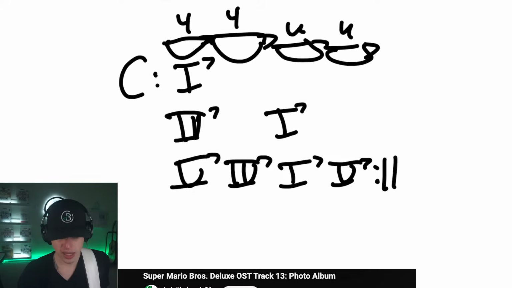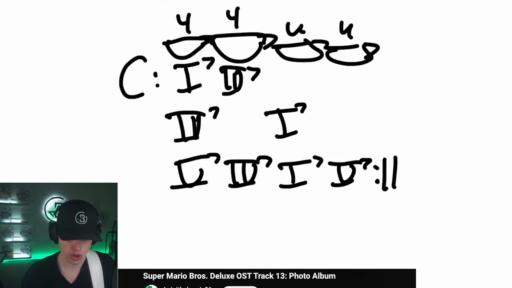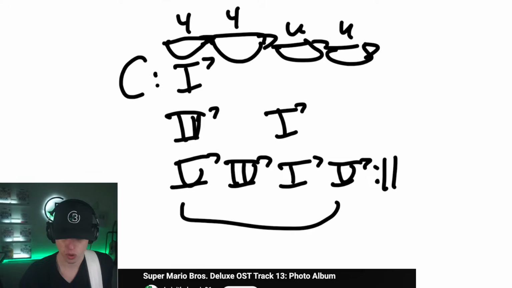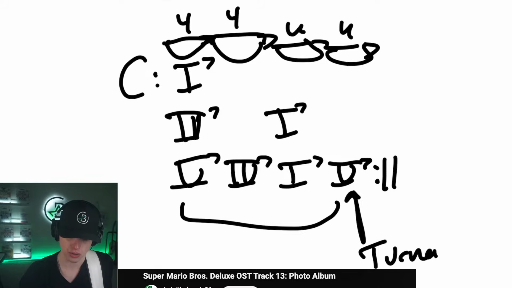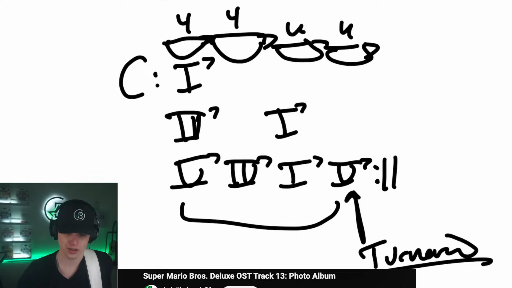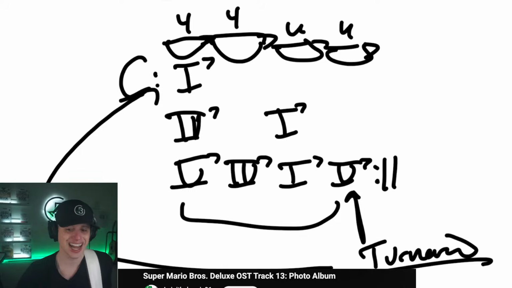And it goes 1. Sometimes you can have a 4 here, which is called a quick change, back to 1. But here we don't hear a quick change. It stays on 1. And then it goes 4, 1, then 5, 4, 1, 5. And right here, this is the turnaround, the turnaround that turns us back around to the top. Let's keep it going.